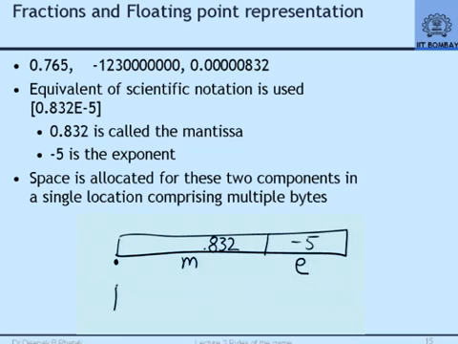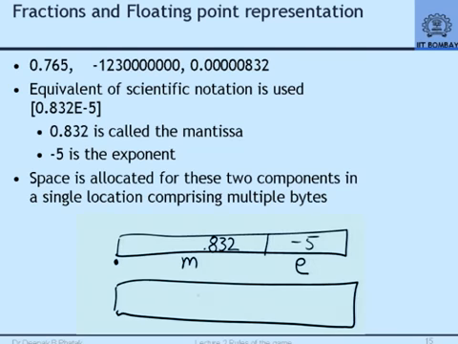But I can still write the same number as 0.00832 times 10 to the power minus 3. Suppose my decimal point is always at this corner, then this number becomes the mantissa, 0.00832. Then this will have to be multiplied only by 10 to the power minus 3 to get that. So, depending upon how I write the mantissa, the meaning of the number will change. Suppose I wrote this as 83.2, it will mean multiplied by 10 to the power minus 7.